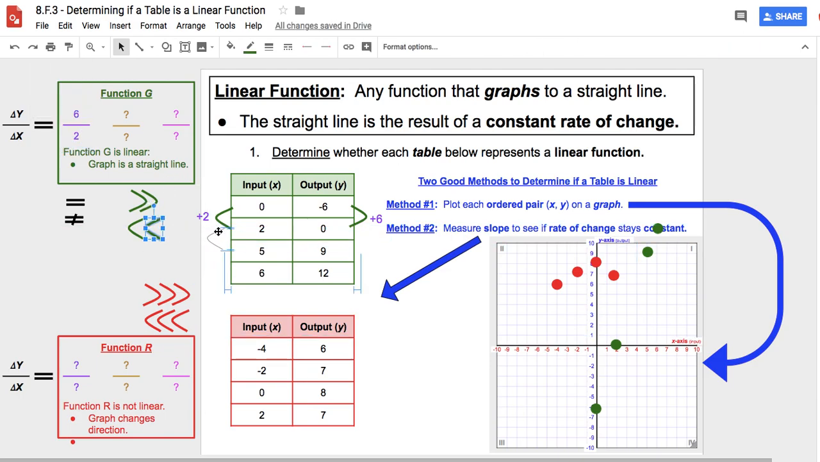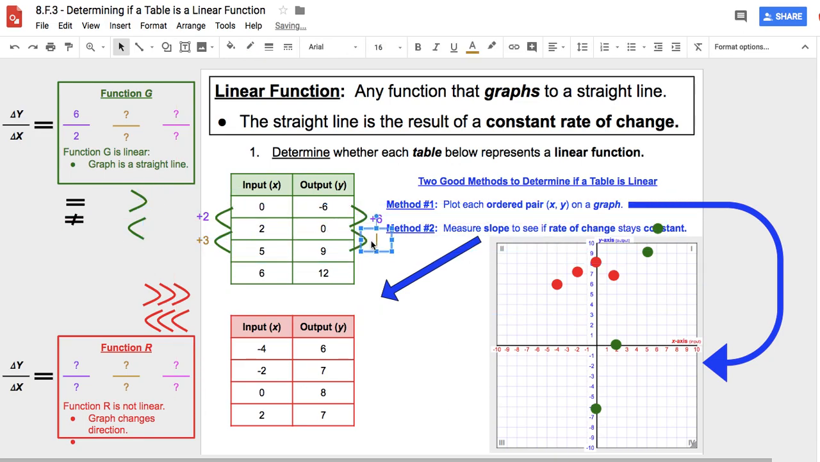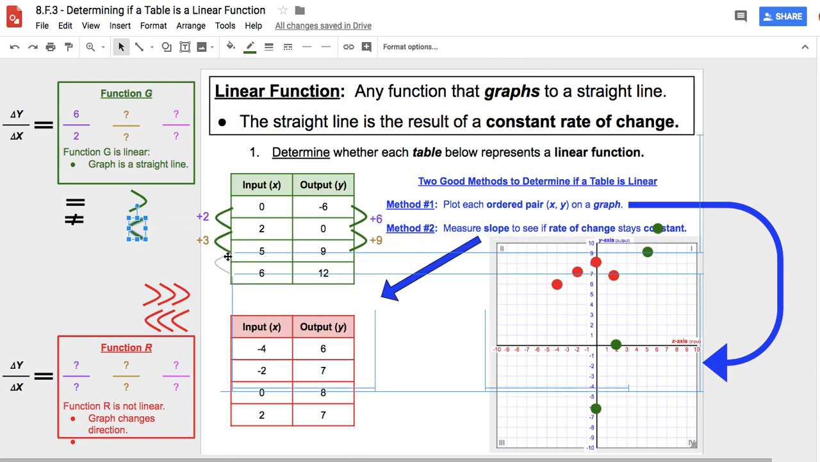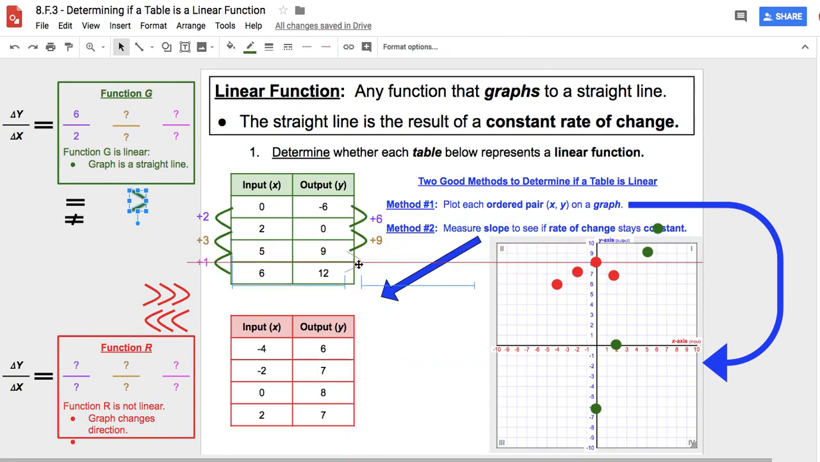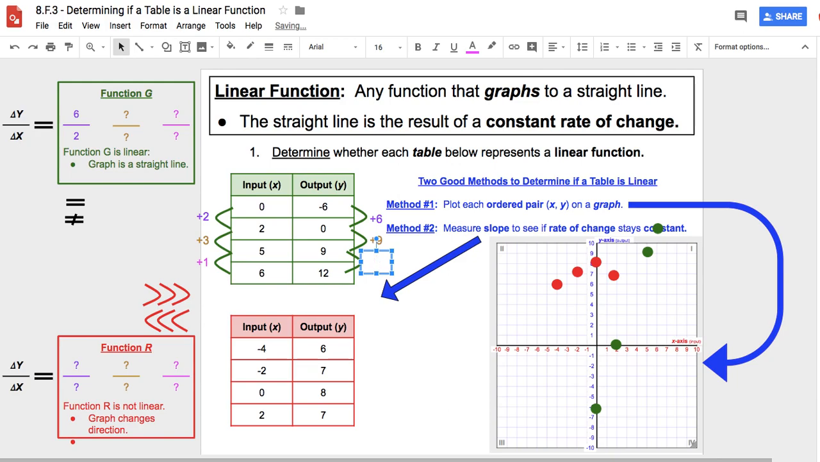Similarly, at the next row, from row 2 to row 3, the x goes from 2 to 5. That's an increase of +3 units. And during that time, the y goes from 0 to 9. That's an increase of +9 units. The x goes from 5 to 6 from the last 2 rows. That's an increase of +1 unit. And during that time, the y goes from 9 to 12. That's an increase of +3 units.